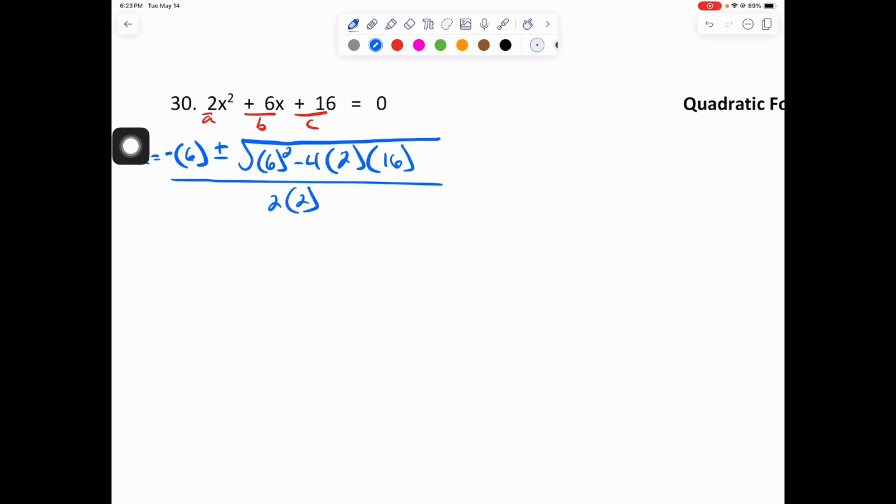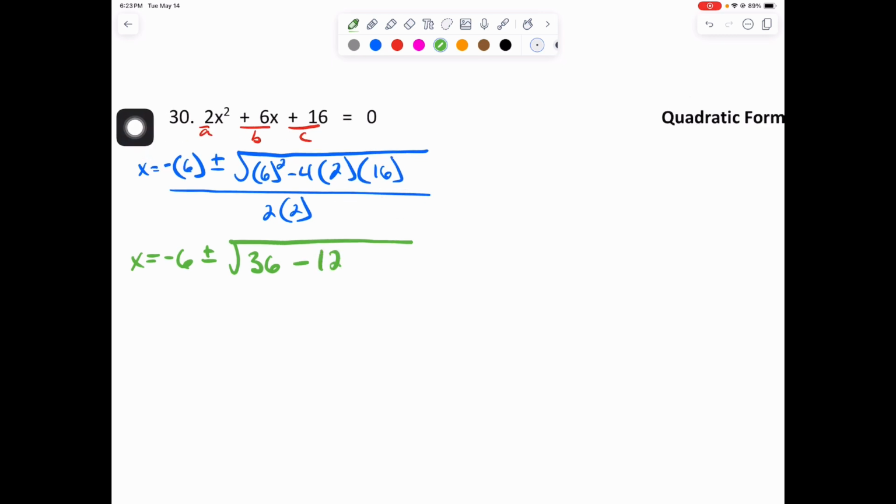All right, we've already labeled everything. We're just simply plugging and chugging along. In green here, we'll do negative 1 times 6, giving us negative 6. Bring down your plus minus. From here, we're just going to break it down into 2 steps. 6 squared is 36. Negative 4 times 2 is negative 8. Negative 8 times 16 is negative 128. And we will set that over 2 times 2, which is 4.